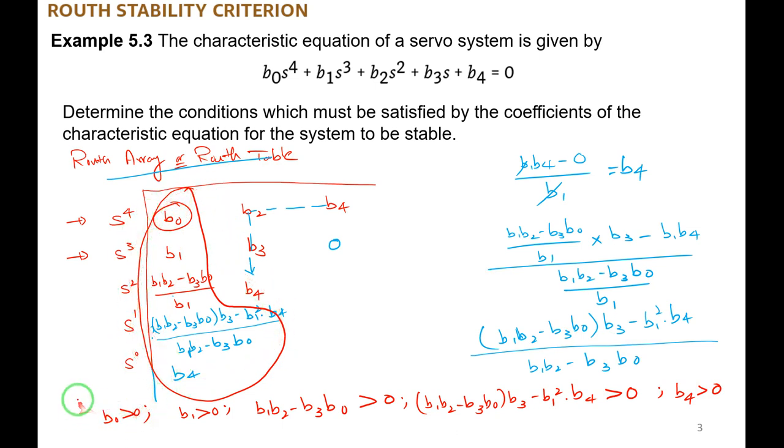So we have put the conditions. B0 should be greater than 0, B1 should be, then this element should be greater than 0, and this element, first element, second, third, fourth, and fifth element. All these elements should be greater than 0 for the system to be stable. I hope you understood. All the elements in the first column of the Routh array should be greater than 0, or positive, for the system to be stable. If any doubts, please ask. Problem is over. Next.